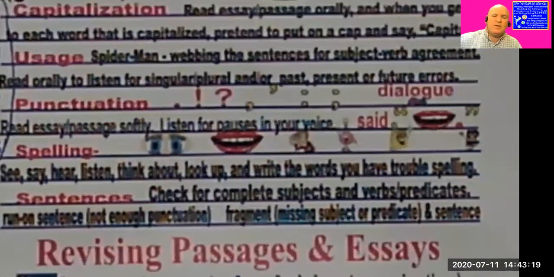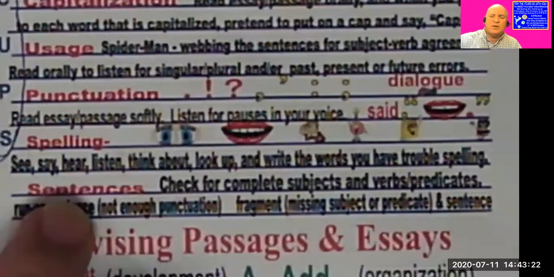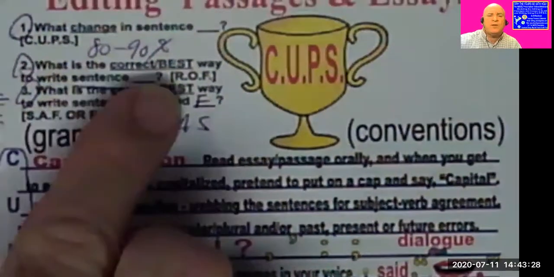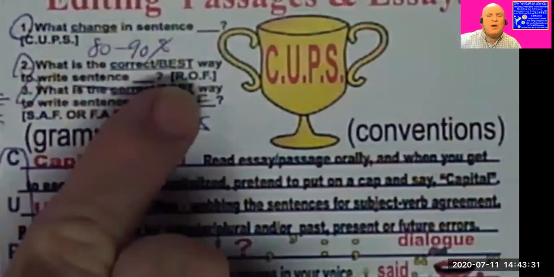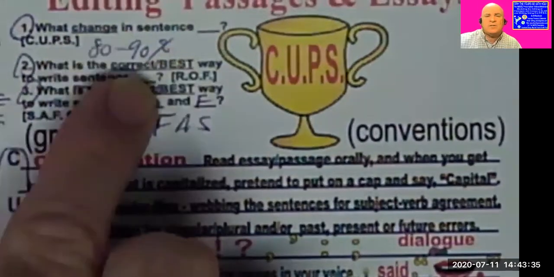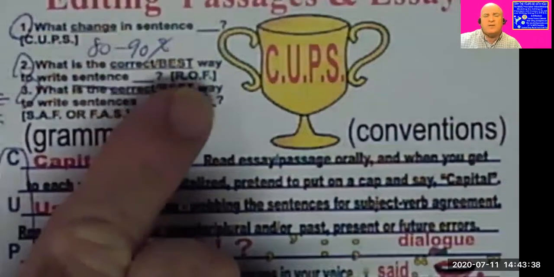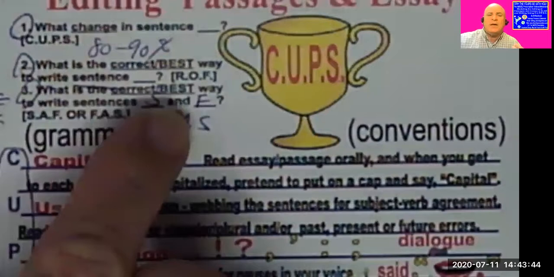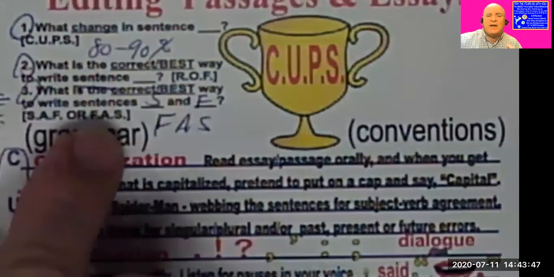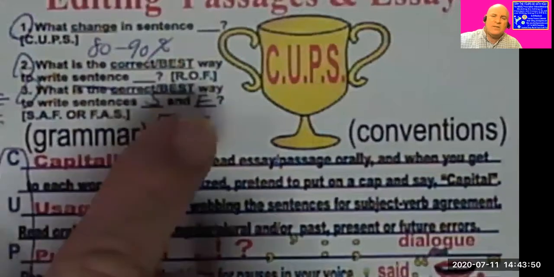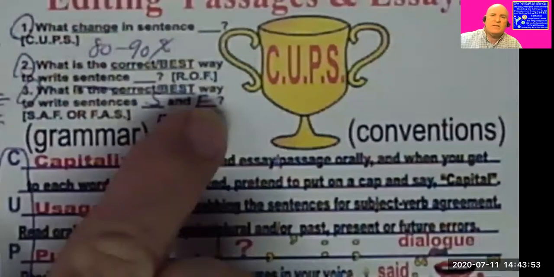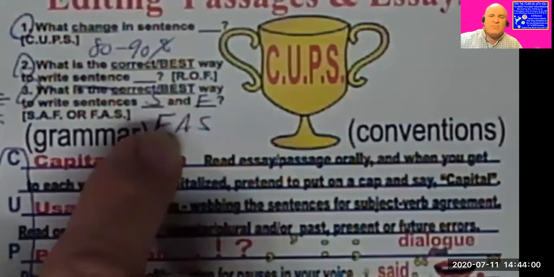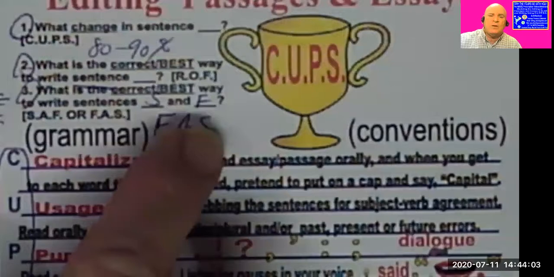The last S that I mentioned: check for complete subjects and predicates. It'll say rules number 2 and 3. What is the correct or best way to write sentence blank? That's a ROF. They'll underline correct or best and they'll label run-on or fragment. The third one, what is the correct or best way to write sentences blank and blank? That means, like I said, it's either a SAF or a FAS. But the first one is a sentence, and the second one is a fragment, missing the subject or the predicate. Or if you flip it, the first sentence is the one that's the fragment, missing subject or predicate, and the second one is a complete sentence.